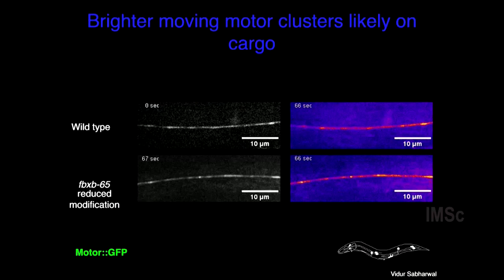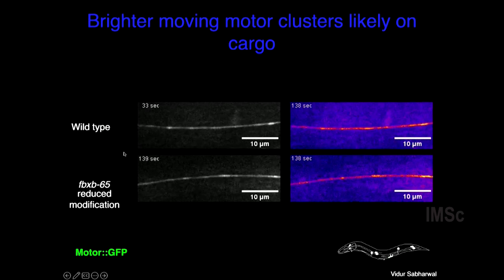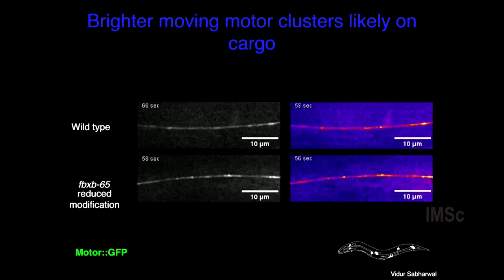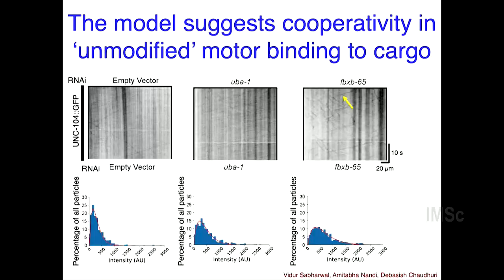Okay, let's see if I can play this as well. This is your wild type. You will see a few puncta moving here, which are bright. What you will see in your mutant animal is many, many more very bright puncta of motors, which are presumably on the cargo surface. And we can convert that into these kind of distance time chemographs and quantitate roughly how bright these puncta are.